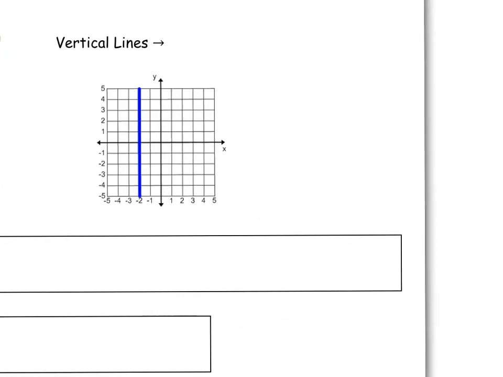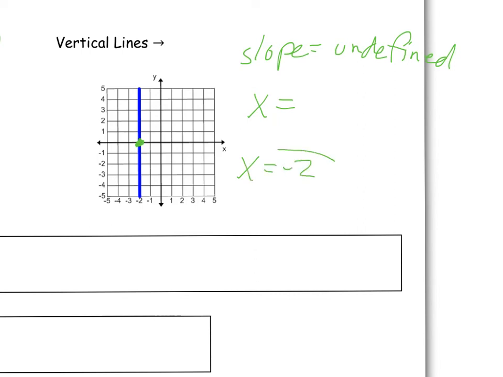Vertical lines, on the other hand, always have a slope that's undefined. And they're always going to start with x equals. If you forget, vertical lines cross the x-axis, therefore their equations are x equals. And it crosses the x-axis here at negative 2. So in this case, the equation for this line is x equals negative 2.